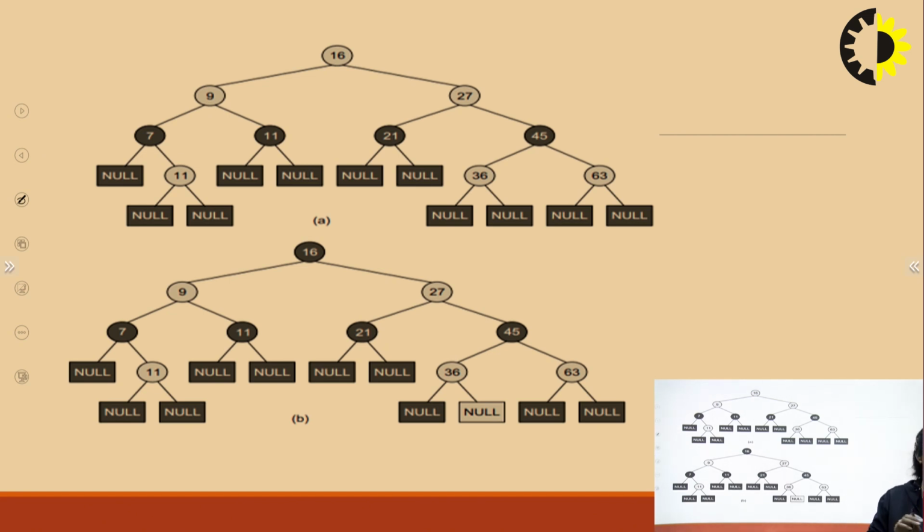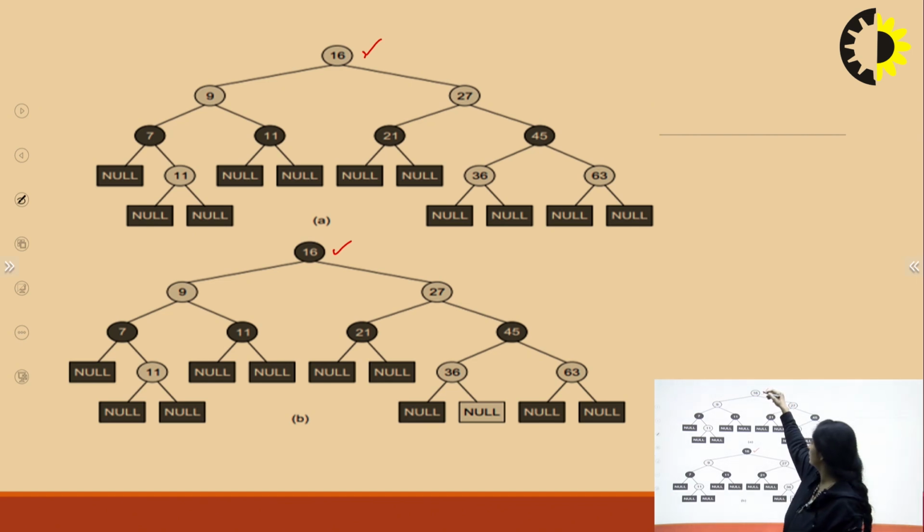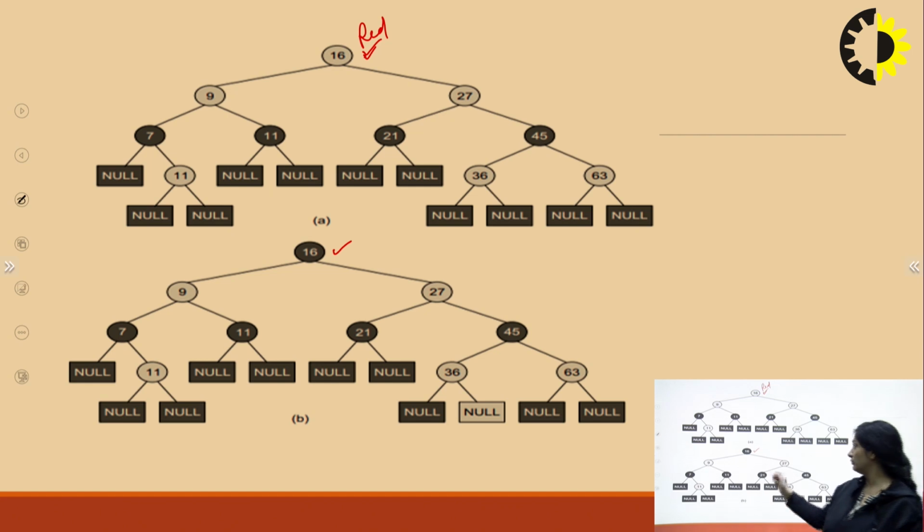Suppose in any red black tree, the root node is a red node, then by default we will color it black because of the property of red black tree. You can see here in the first diagram, in diagram A, the root node is black color, 16 is of red color. This is of red color. So by default we will color it black because of the property of red black tree. Every root node is always black. So these are the properties.